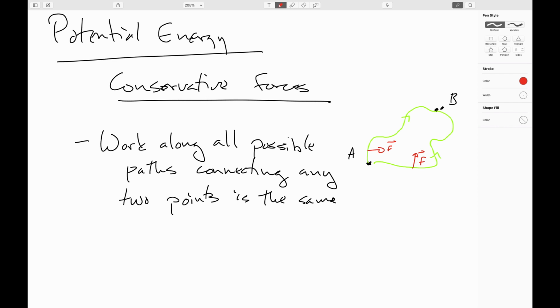And then say I could pick two other points, C and D. Now, the work done going from C to D doesn't have to be the same as from A to B, but again, we have to imagine every conceivable path that could connect C and D, and it would have to be the case that the work being done between every possible path connecting C and D would be the same.